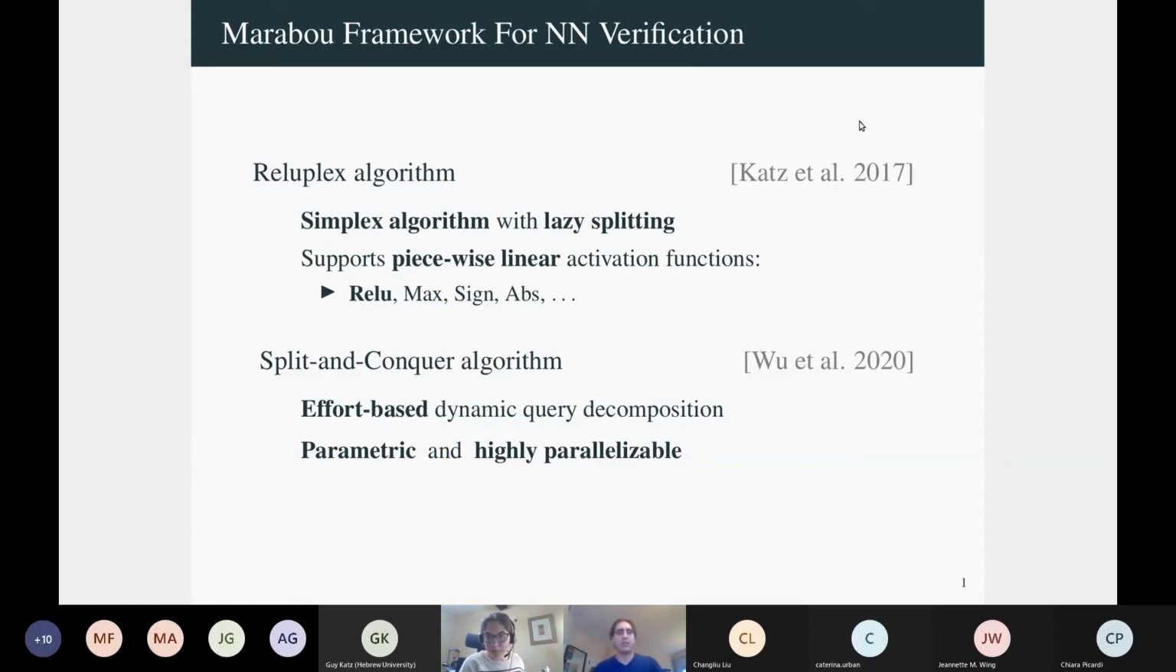In my presentation, I just gave kind of an overview of the Marabou framework for neural network verification. Marabou implements two main algorithms, the base algorithm being ReLUplex, which was proposed by Guy a couple of years ago, which consists of simplex algorithm with lazy splitting, and in a lot of ways it's just an SMT-style approach to solving this new combination of theories that the SMT community didn't really know how to handle. And the second algorithm is a more math algorithm to, in particular, handle verification of neural network queries in a sort of dynamic and effort-based way.